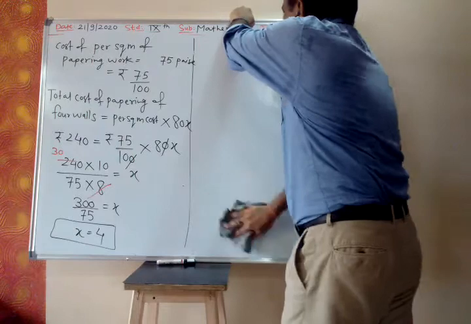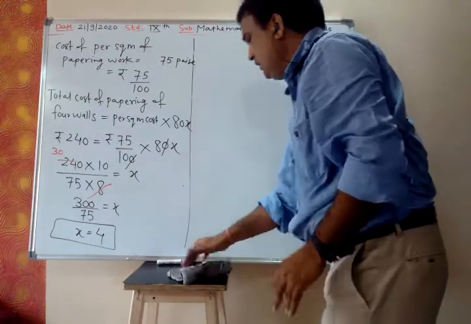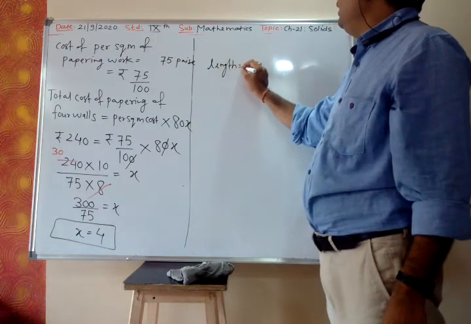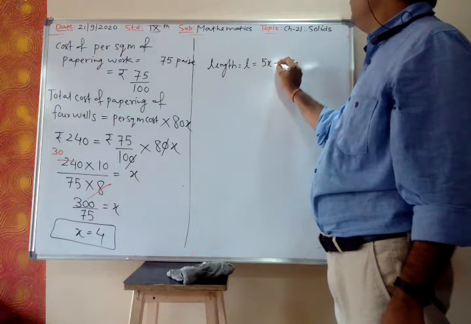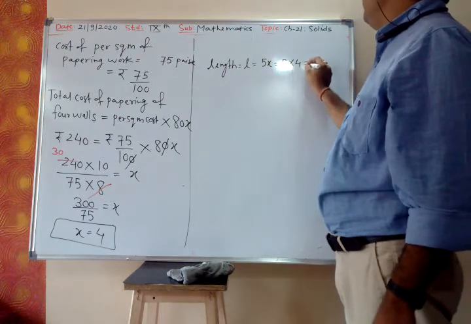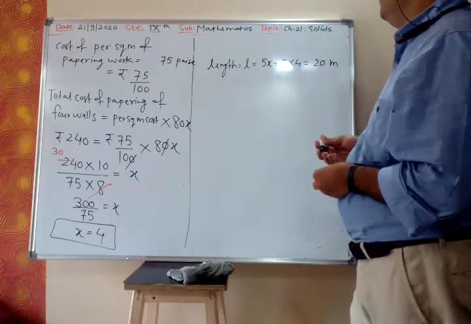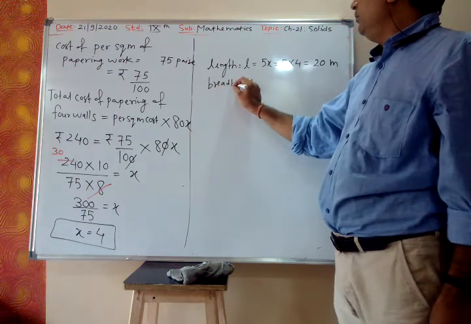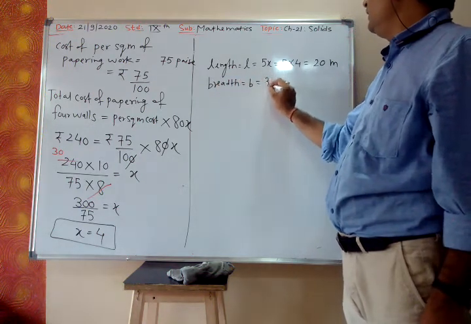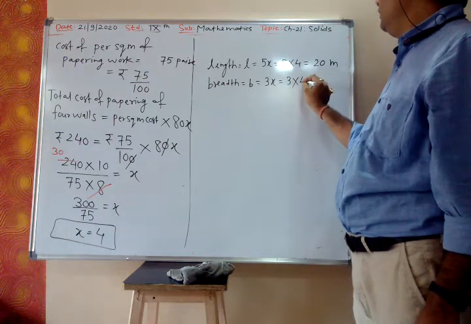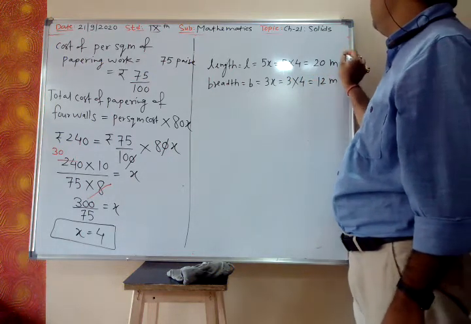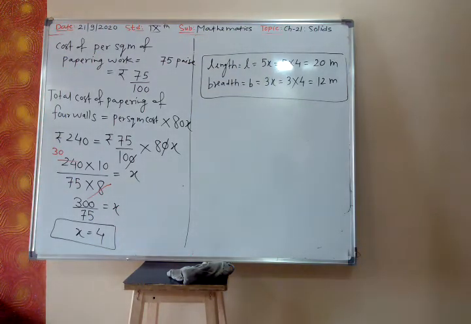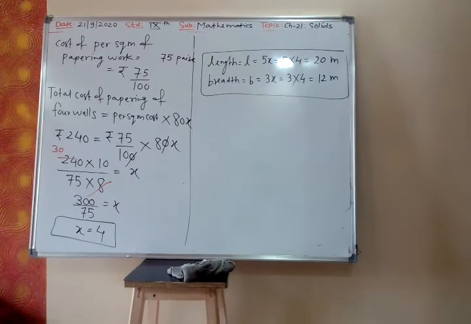So now this value of x we put. So we get length. How much is the length? The length L is 5x, that is 5 into 4, that is 20. We write the unit as meter. And breadth B is 3x, that is 3 into 4, that is 12 meter. So length is 20 meter, and breadth is 12 meter.